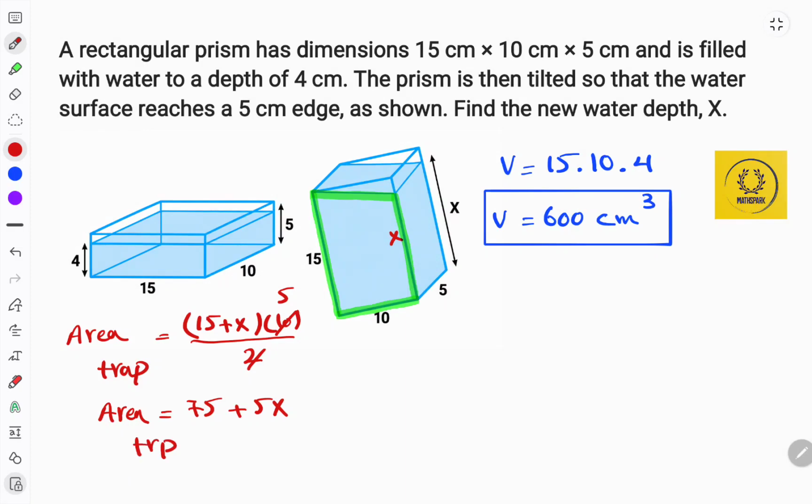And then the trapezoid extends through the entire depth of the prism, so we can find the volume of the water in this form. The volume is the area of the base, which is the area of the trapezoid, 75 plus 5x, times the height, which is 5. 5 times 75 is 375, plus 5 times 5x is 25x. That is the volume.